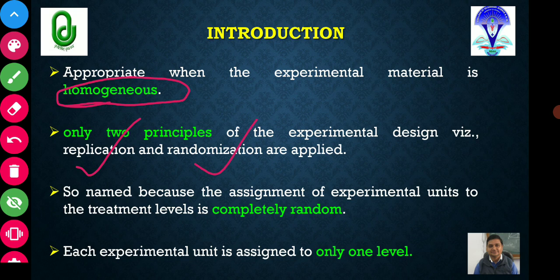Why is it called completely randomized design? Because the assignment of experimental unit to the treatment level is completely random. So whatever treatment you are applying to experimental material, that process of application is completely random. Each experimental unit is assigned to only one level. So you are applying only one level of treatment to a particular experimental unit.